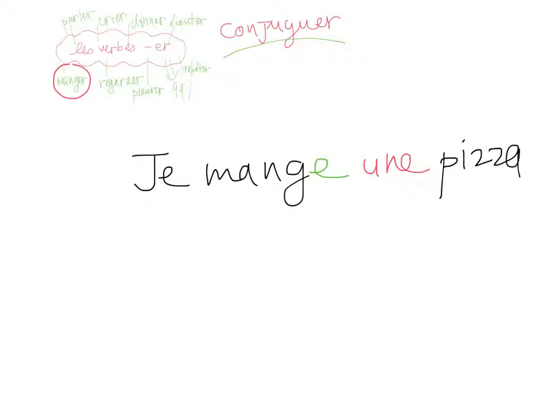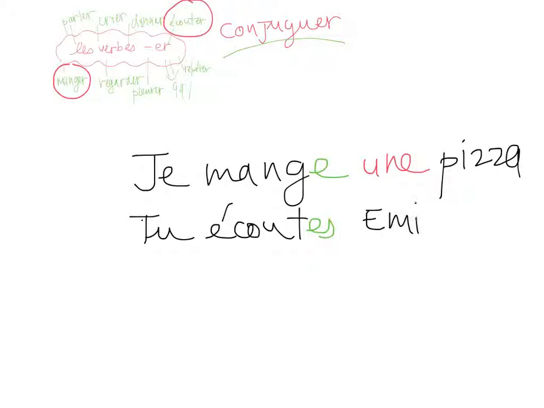Let's try another one. Let's use écouter. Listen. Tu écoutes. So again, I get rid of the ER, right? And the ending for tu is ES. There you go, you add your ES. And what am I listening to? Maybe Eminem? Okay. Tu écoutes Eminem.